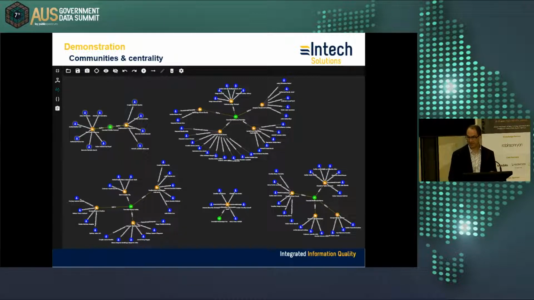Communities and centrality. So this particular example is showing clusters of people that work for companies that work on projects together. And it's able to identify these communities. Now, we could, of course, load this with more data of who's communicating with who and how and when to identify centrality and who the people in each of these communities are the most influential.